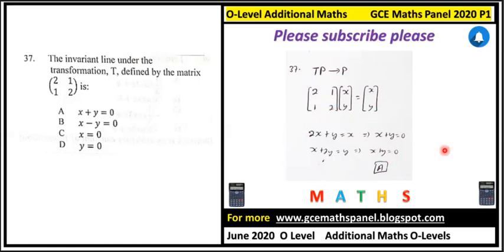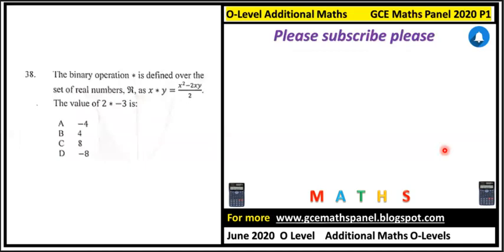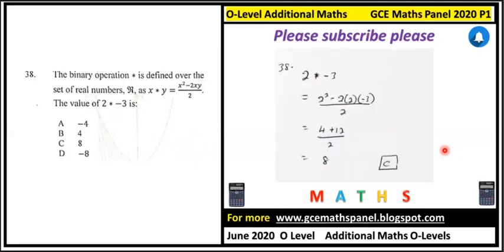So that gives us the equation of the invariant line. Our key here is A. Question 38, the binary operation star is defined over the set of real numbers as that. Find the value of 2 star 3. Here we just substitute directly, and that will give us 8. Our key here is C.